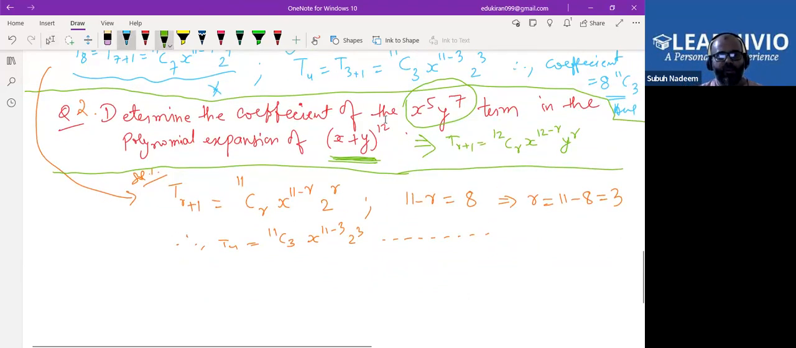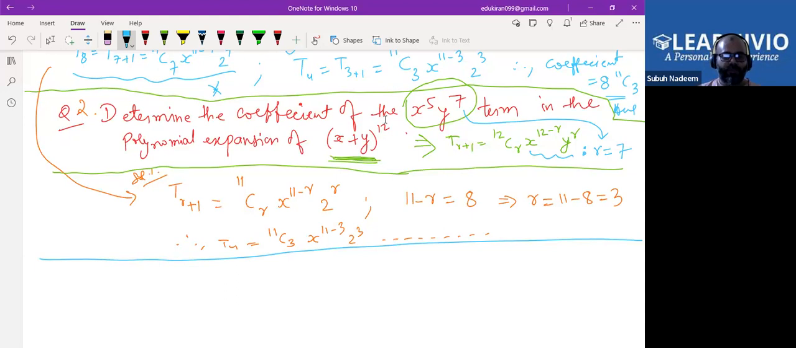Now, what is being asked in the question is the coefficient of x to the power 5, y to the power 7. So when you will get x to the power 5 and y to the power 7, when r will be equal to 7. In this case, y to the power 7 it will become, and this will be 12 minus 7, 5 it will become. So x to the power 5 into y to the power 7 you will get when you put r equal to 7. So the answer for the second one is that r is equal to 7, which means the coefficient 12CR is equal to 12C7. That is your answer.